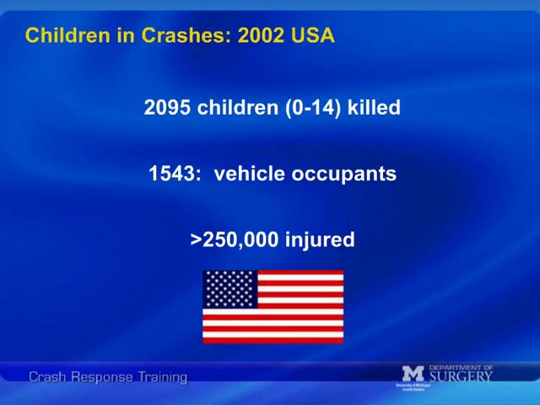With regard to kids, in a single year, 2002, 2,095 children aged 0 to 14 were killed in motor vehicle crashes. 3/4 of these, or over 1,500, were the occupants of vehicles. The majority of the remainder were pedestrians. Now, in addition to these over 2,000 deaths to children, more than 250,000 additional children were seriously injured as a result of motor vehicle crashes in that single year alone.